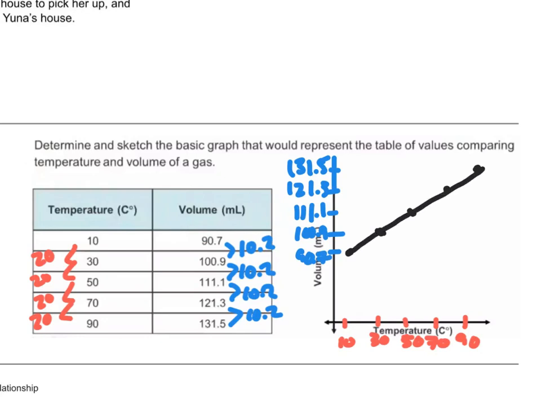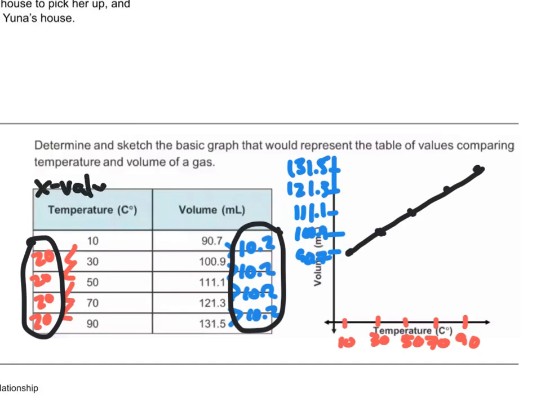And because each of these numbers are the same, as temperature increases by a constant 20 degrees, the volume increases by a constant of 10.2. This is a constant rate of change. Therefore, we have a line. Temperature, these were x values, your volume was y values, and we can plot those on a graph.